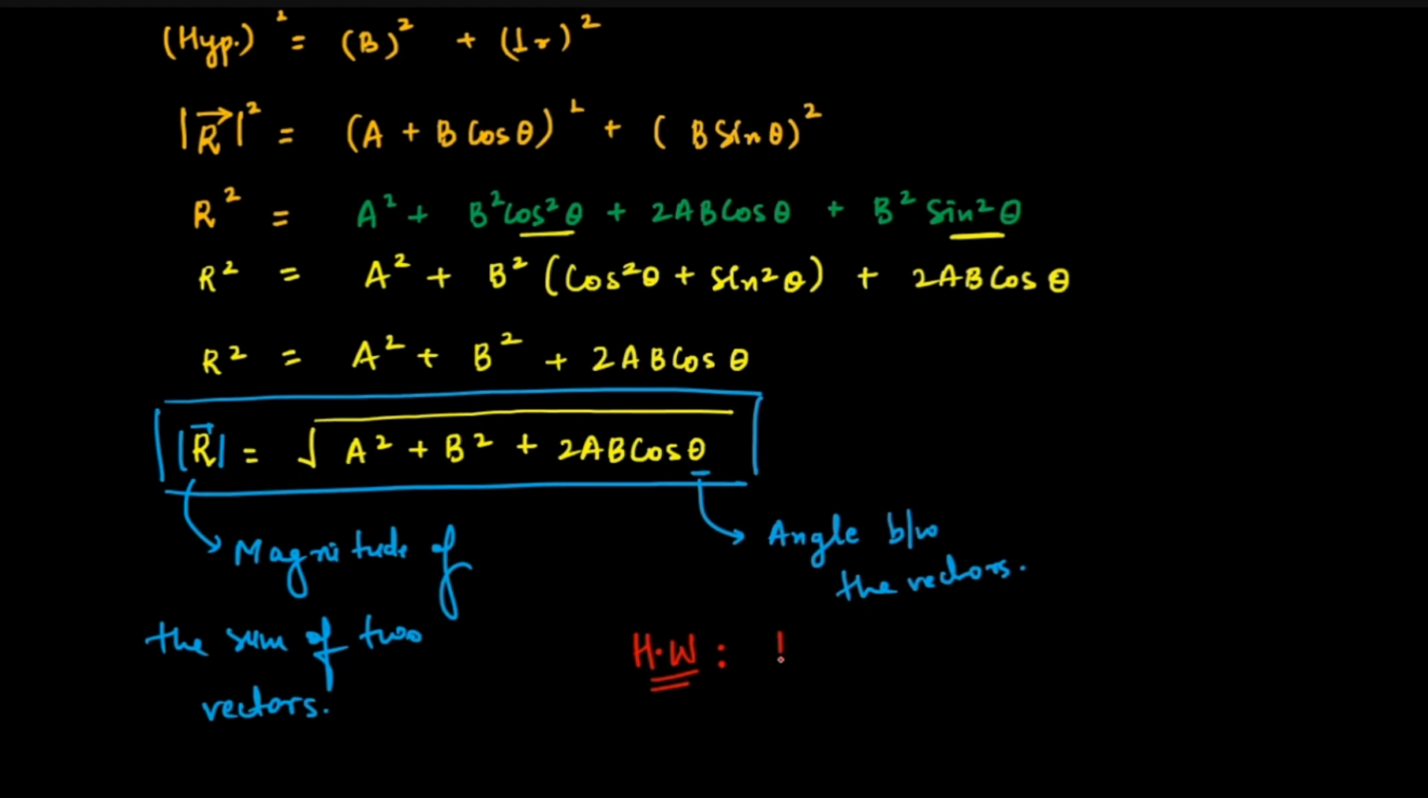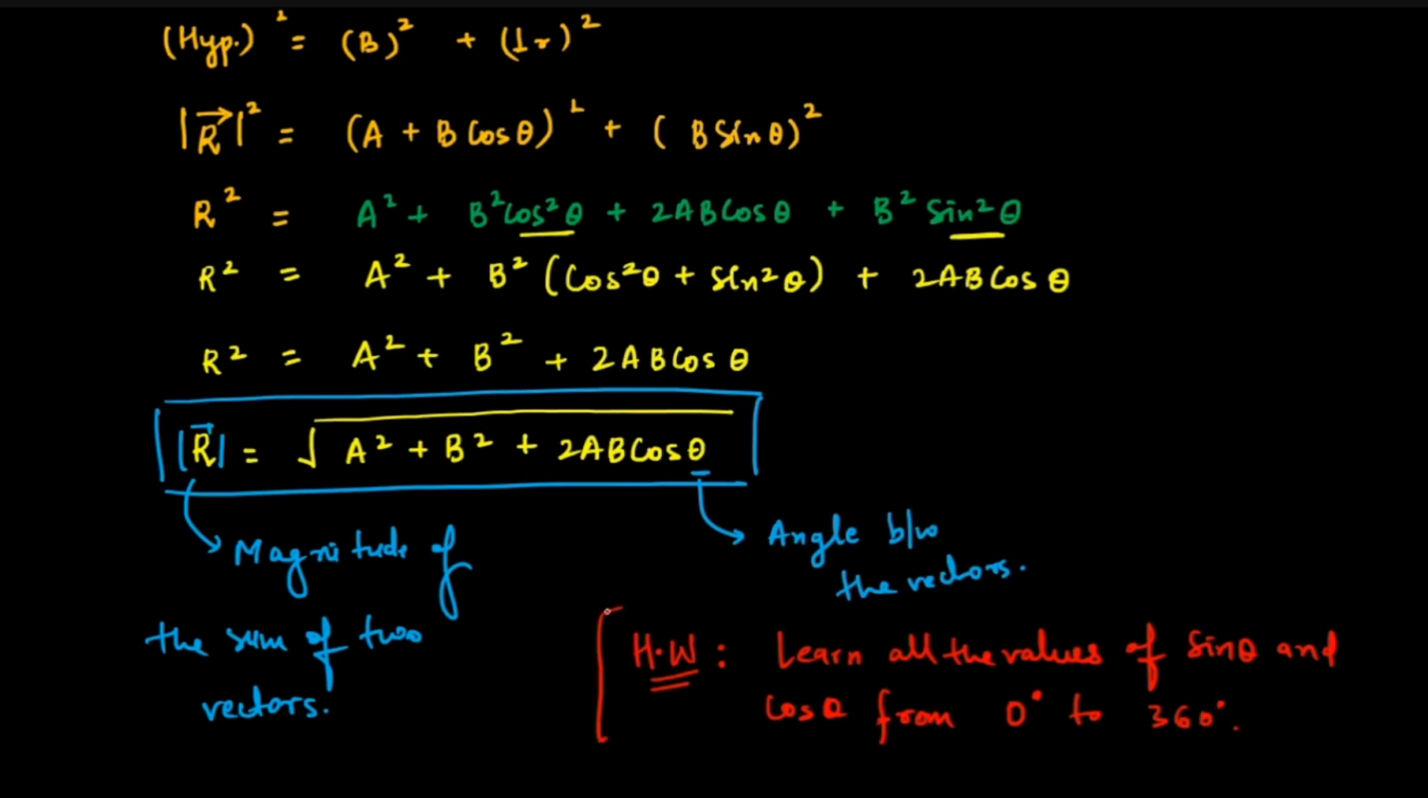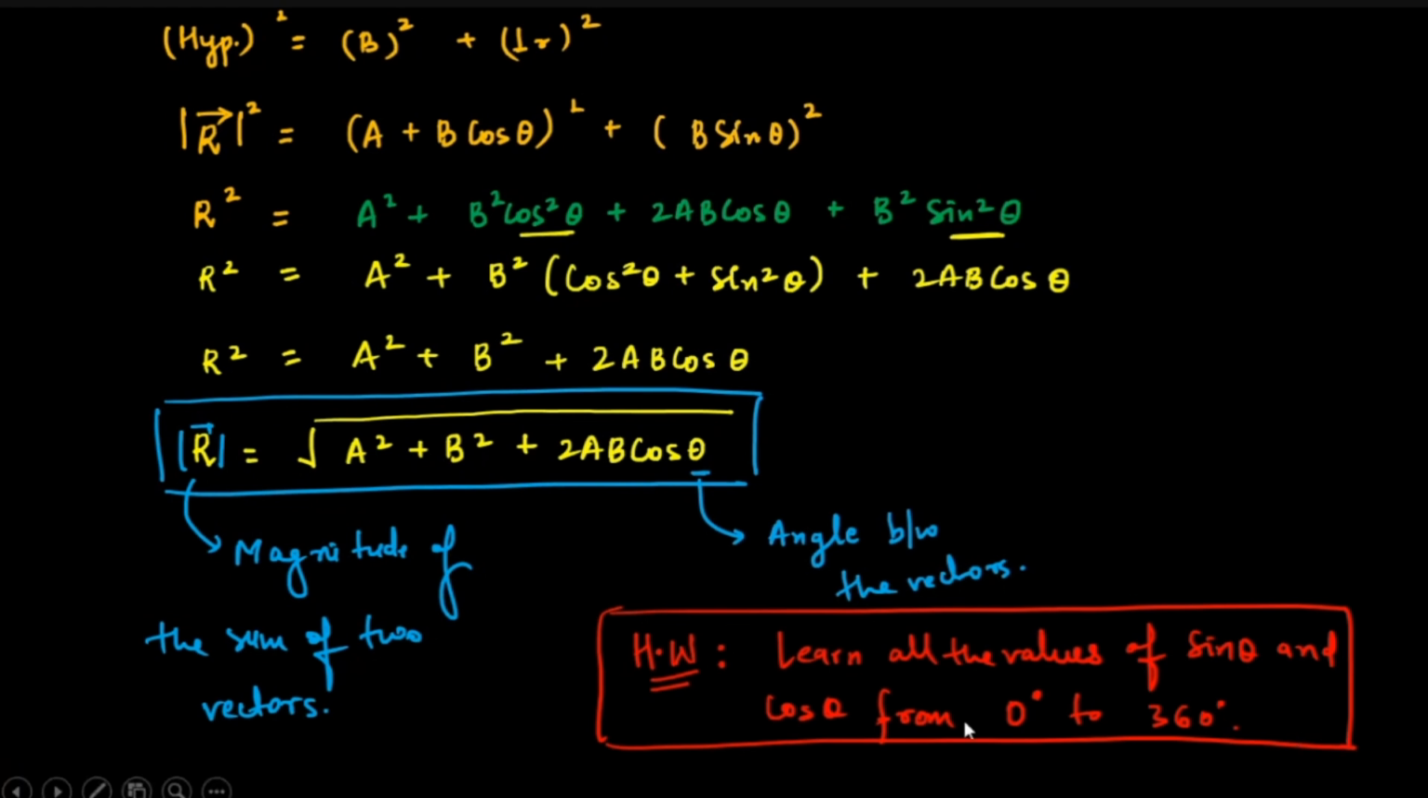So this is your homework. Learn all the values of at least sine theta and cos theta from 0 degrees to 360 degrees. You're talking about the unit circle, right? Yes, that's what I'm saying. Previously you have done it till 0 to 90 degrees, but now you have to learn the values from 0 to 360 degrees.